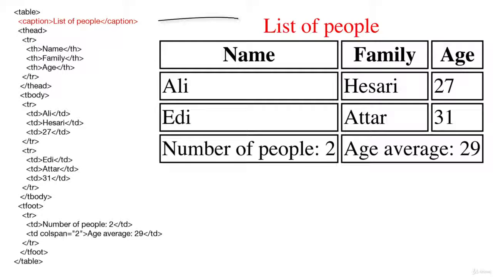A brief and easy accessibility consideration is to apply a caption to the table. The caption element defines the caption and should be used straight after the opening table tag.